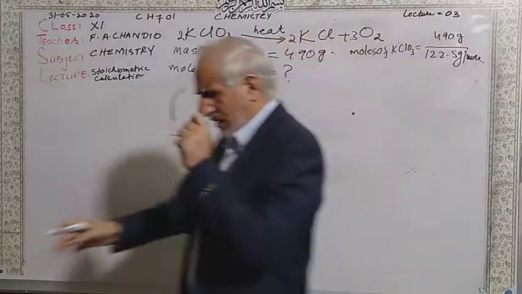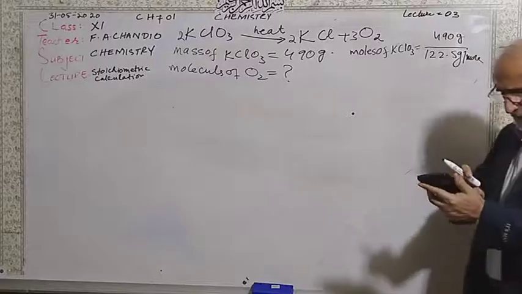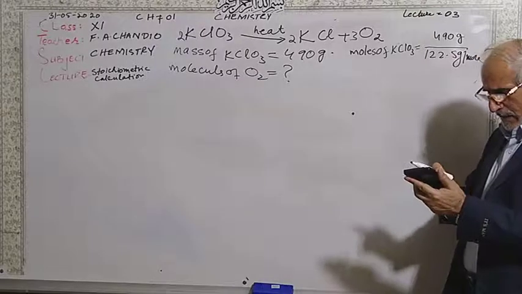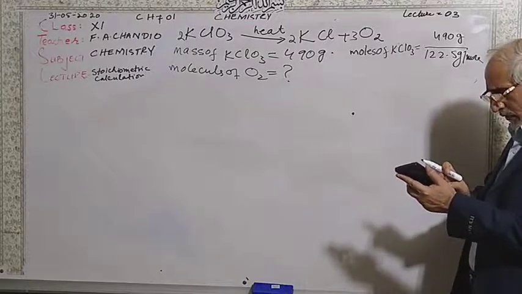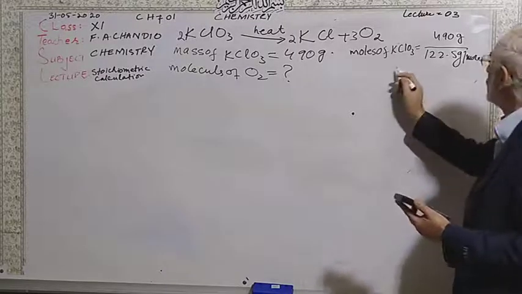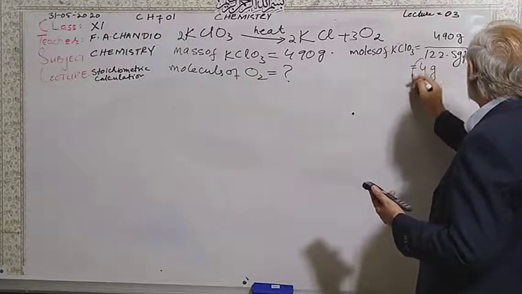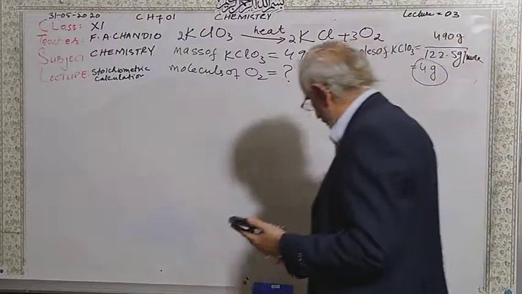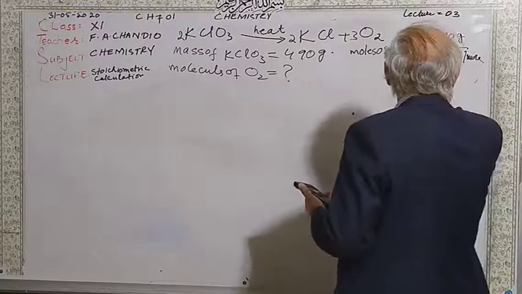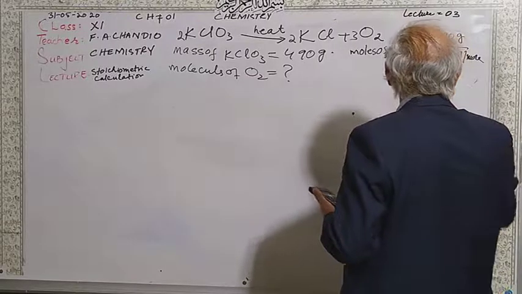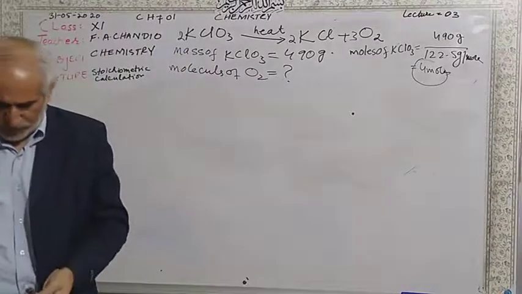The previous example we did this. So now divide it. 490 divided by 122.5, you will get 4 moles. 4 moles of potassium chlorate.